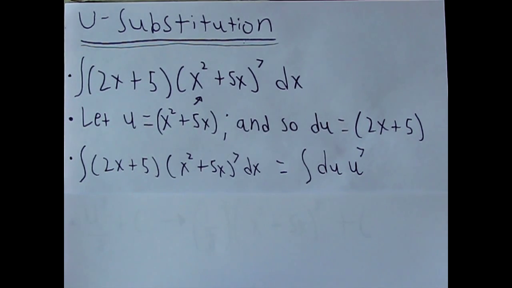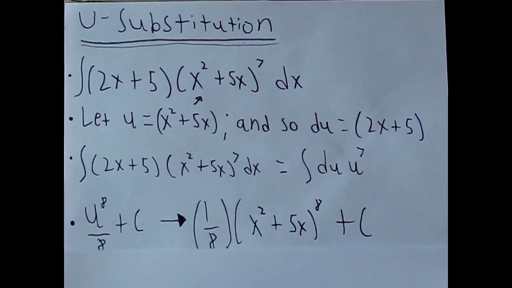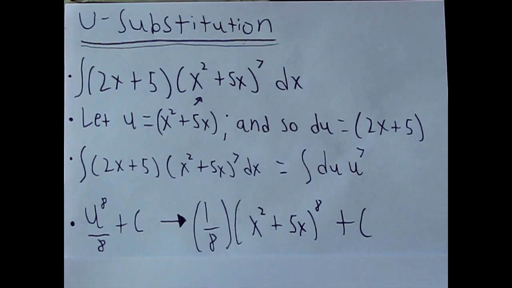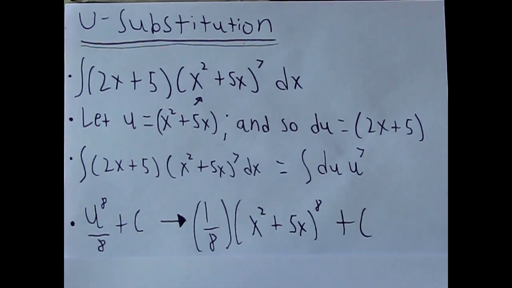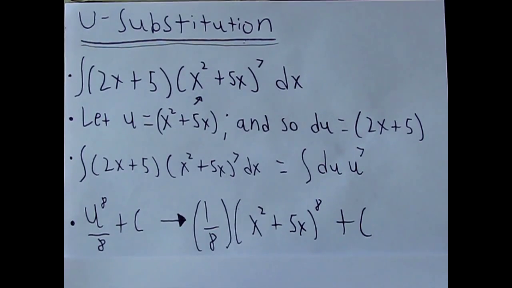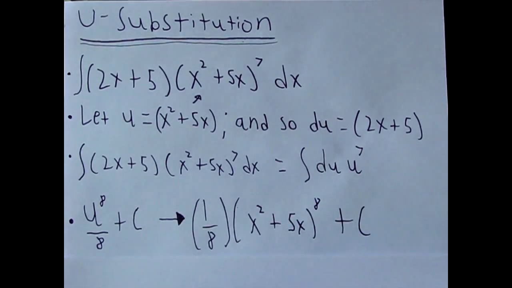The integral of 2x plus 5 times the quantity x squared plus 5x to the 7th dx is going to be equal to the integral of du times u to the 7th. And so taking the integral of du times u to the 7th gives us u to the 8th over 8 plus c, and plugging u back into this equation, we get 1 over 8 times the quantity x squared plus 5x to the 8th plus c.